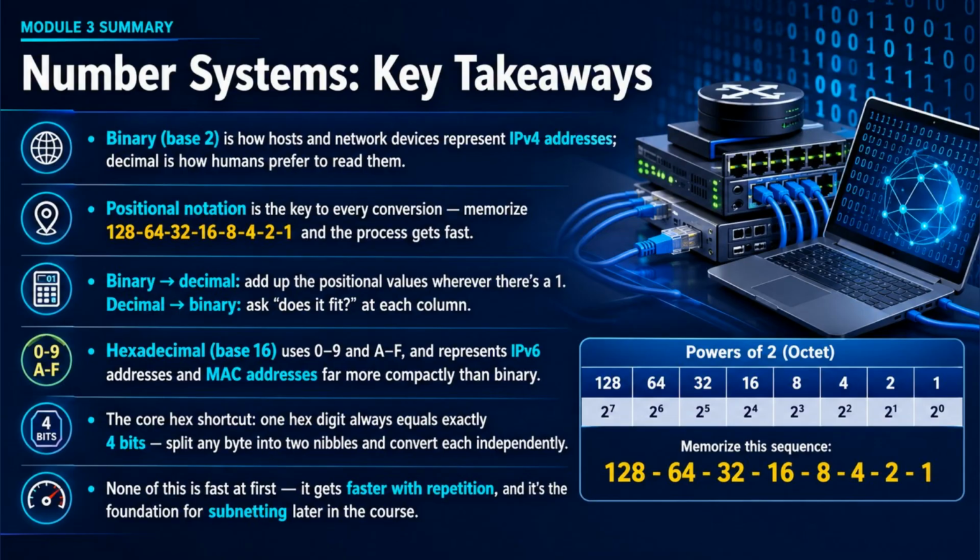Decimal to binary asks, does it fit? Hex uses 0 to 9, and A to F for IPv6 and MAC. One hex digit always equals 4 bits. Remind them this gets faster with practice and feeds directly into subnetting.